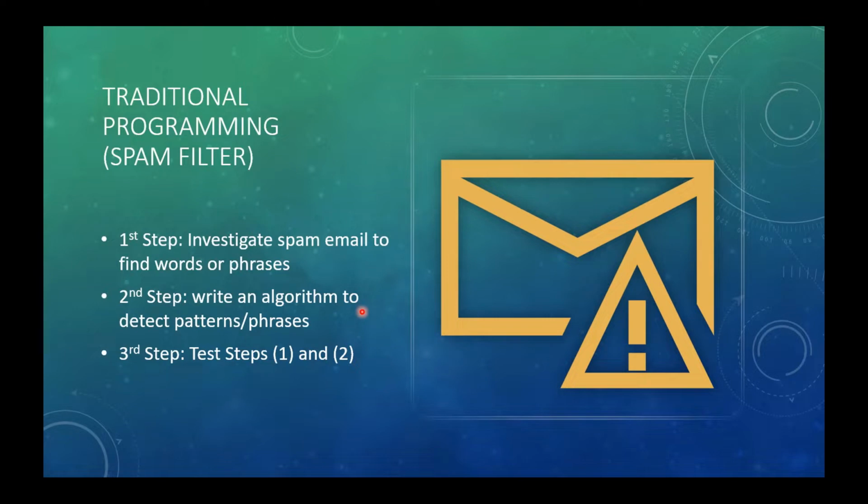So here, the steps are written for you, but actually it is just what I have explained. Step 1, you investigate spam emails to find words or keywords or phrases. Then step 2 comes, where you write an algorithm to detect these patterns and phrases inside the text of the emails. And finally, you test step 1 and step 2, see the output, whether what you have done is correct or not, and keep repeating step 1 and step 2 until you are satisfied that the application you have written is ready to go. So this is the traditional approach.